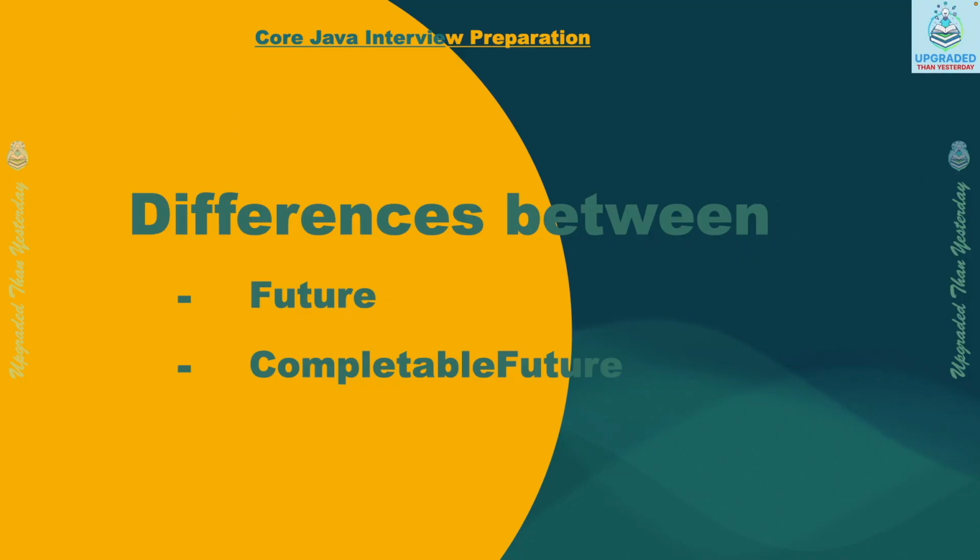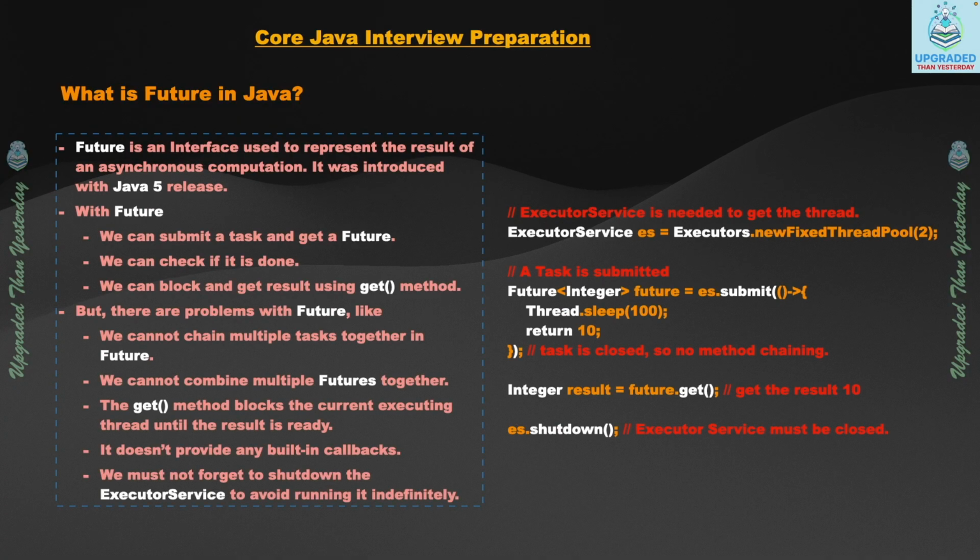Today we are going to learn about the differences between Future and CompletableFuture in Java with examples. What is Future in Java? The Future is an interface used to represent the result of asynchronous computation. It was introduced with the Java 5 release.